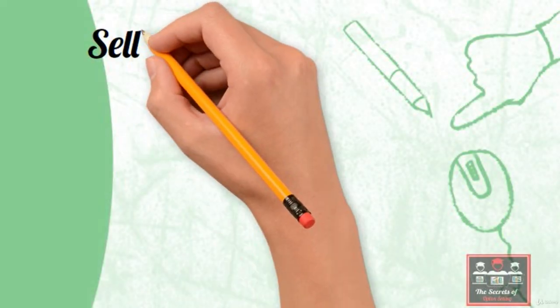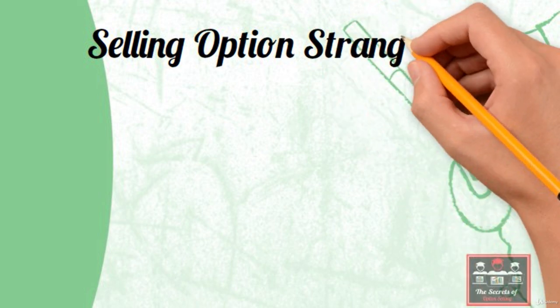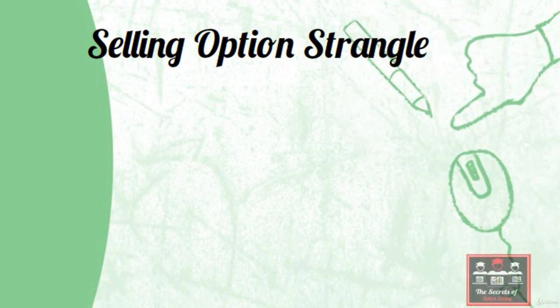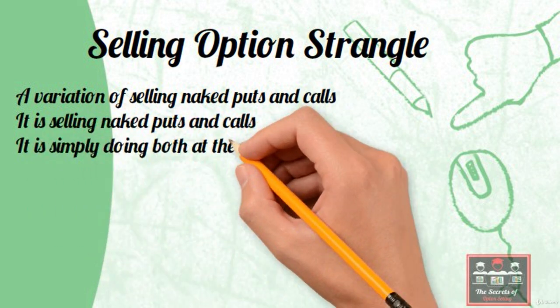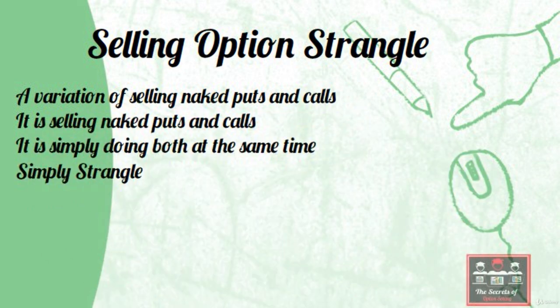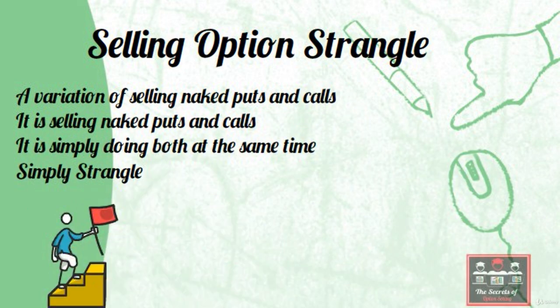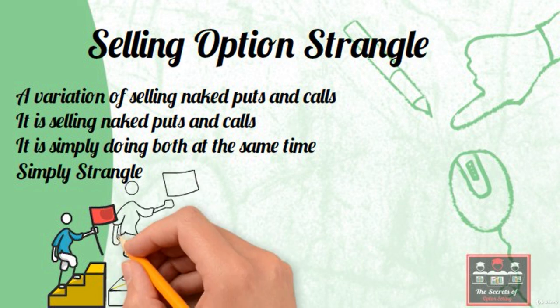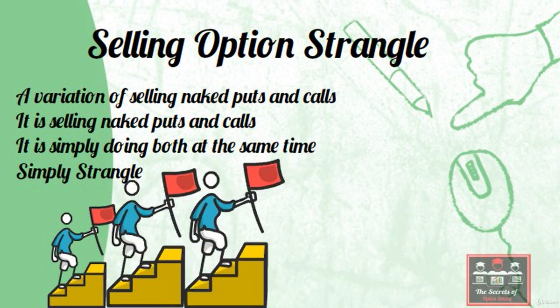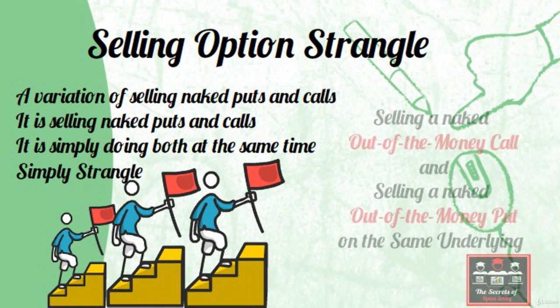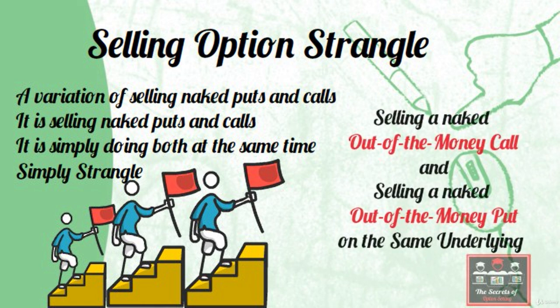Let us understand how selling an option strangle works. The short option strangle is basically a variant of selling naked puts and calls. As a matter of fact, it is selling naked puts and calls, just doing both at the same time. Short strangle, or simply strangle as we refer to it, is the strategy of selling a naked out of the money call and a naked out of the money put on the same scrip. The strangle is most effective when the price of the underlying scrip remains in a defined range.